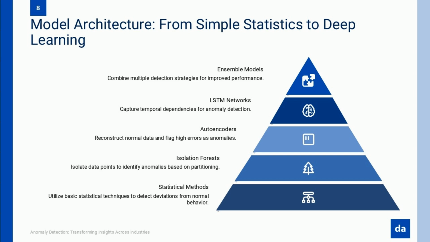Statistical approaches offer clear explanations: this value is 3.7 standard deviations above normal, while deep learning models often function as black boxes that provide detection without transparent reasoning. Similarly, lightweight methods can process thousands of metrics in real time on modest hardware, while deep learning approaches might require significant computational resources.